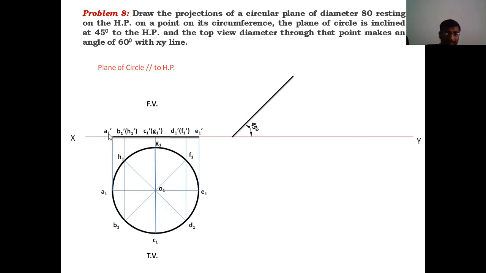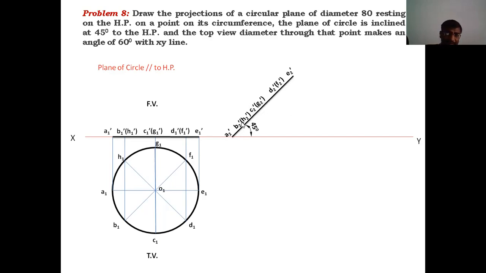How to locate? Here A1 dash becomes A2 dash, A2 dash on the XY line. The remaining points are similar. B1 dash of H1 dash becomes B2 dash of H2 dash, which is equal to the distance between these 2 points. Measure this distance from A1 dash, B1 dash of H1 dash, and locate the B2 dash of H2 dash at the same length from A2 dash. Like that, you have to locate all the points on the inclined line.